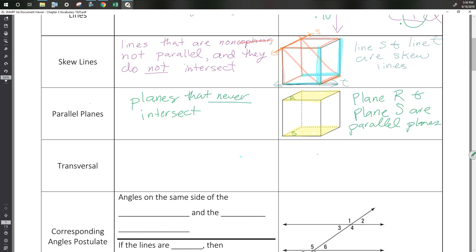Okay, the last thing we need to talk about before we talk about all these theorems is what is called a transversal. A transversal is a line that intersects two or more lines at different points.